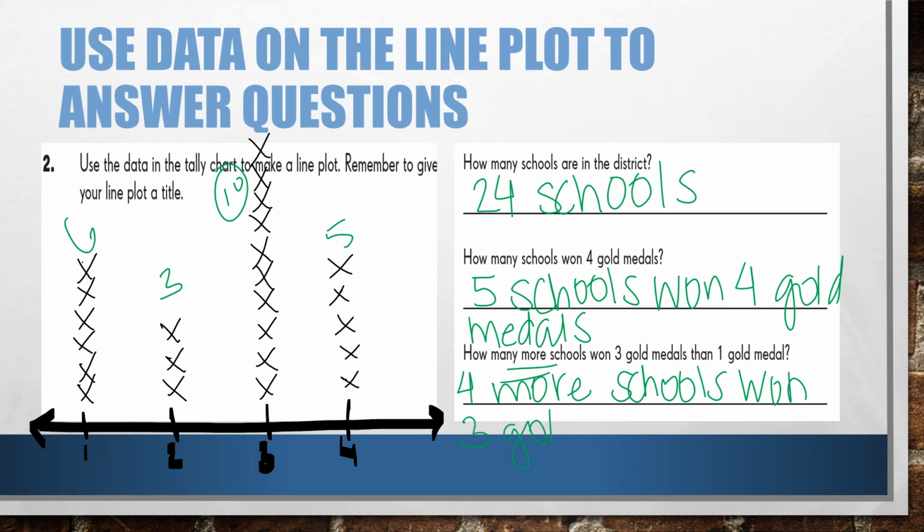3 gold medals. So it's one thing to be able to build and represent your data in a graph, line plot, bar graph, or picture graph, and it's another thing to be able to analyze or look over that data and answer some questions.